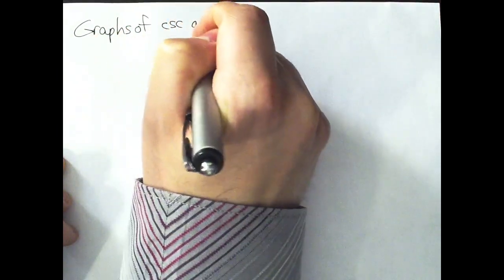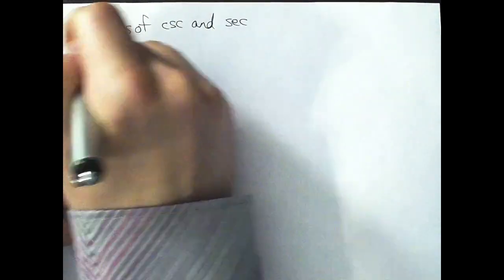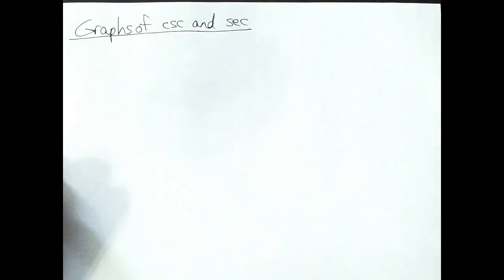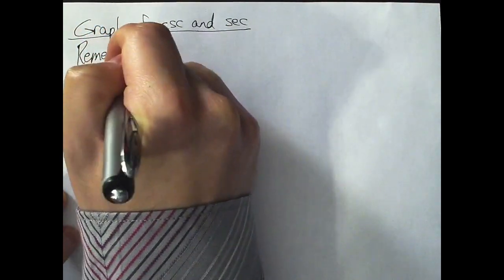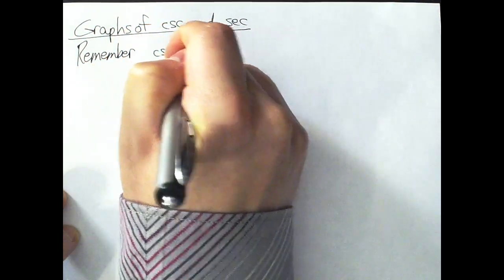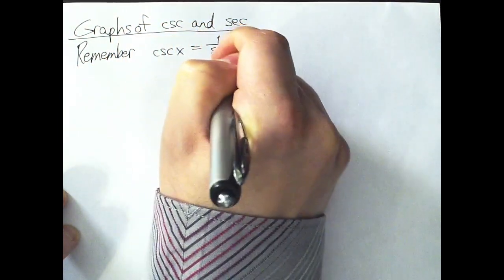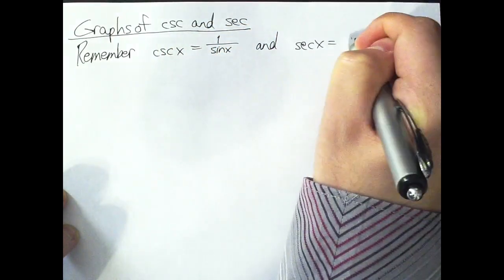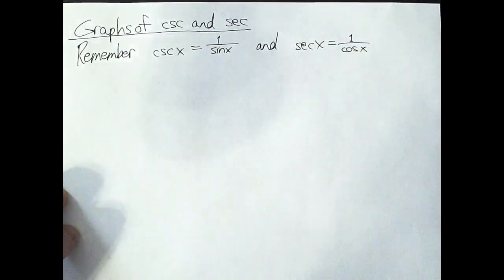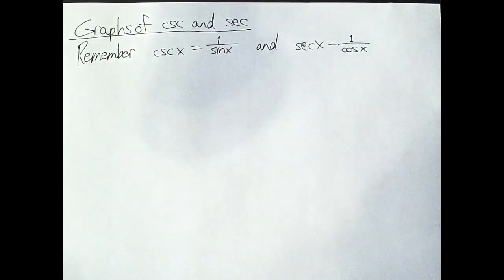So the graphs of cosecant and secant, they are the reciprocals of sine and cosine. And by the way, remember we said that they have a period of 2 pi. And remember that cosecant x is 1 over sine x, and secant x is 1 over cosine x. So we have to remember that they are reciprocals, but we have to remember which one goes with which. We can use this reciprocal relationship to help figure out the graphs.